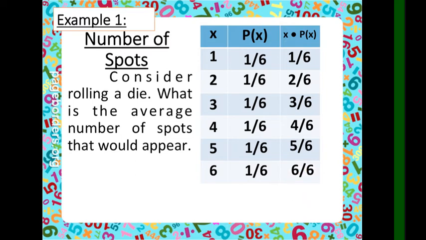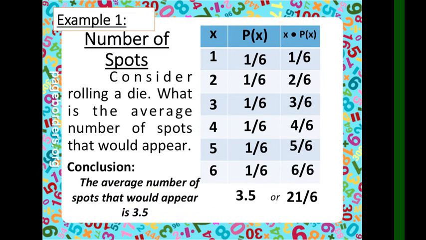And finally, we will add all of this. So 1 plus 2 plus 3 plus 4 plus 5 plus 6. We can add them since they have the same denominator, right? So the answer is 21 over 6, or in decimal form, that is 3.5. So as a conclusion, the average number of spots that would appear is 3.5.